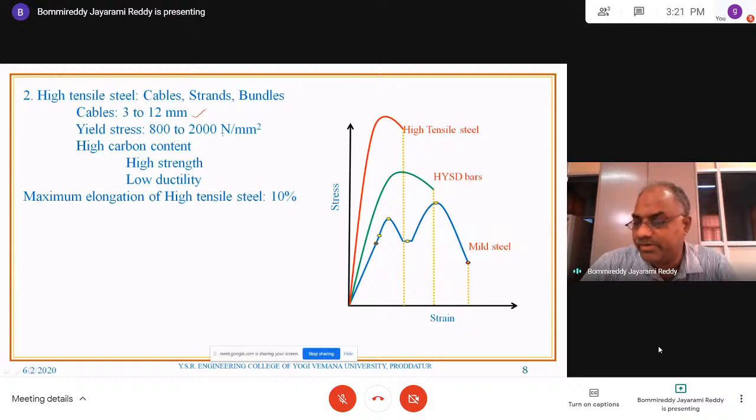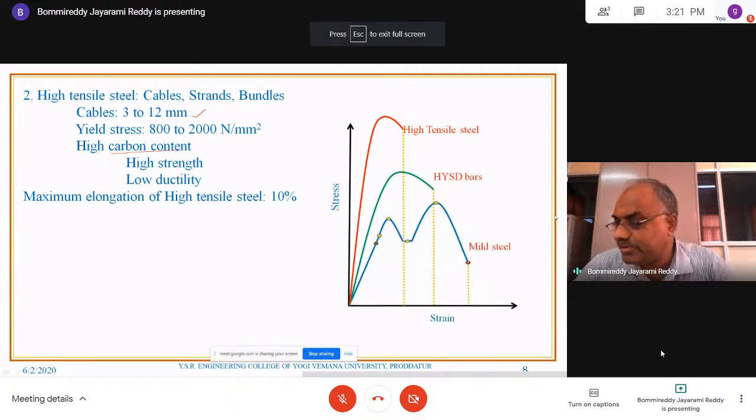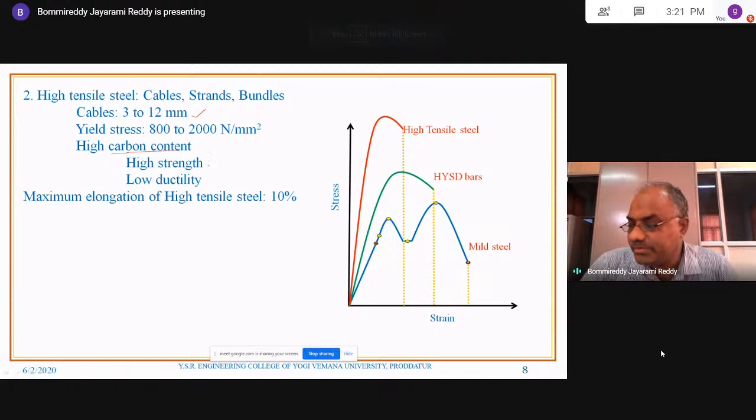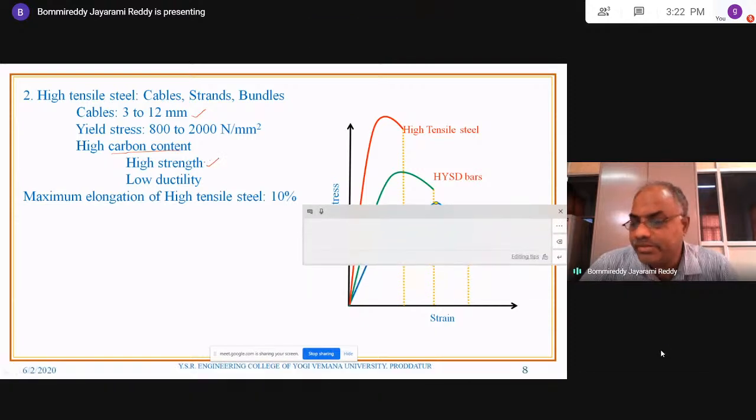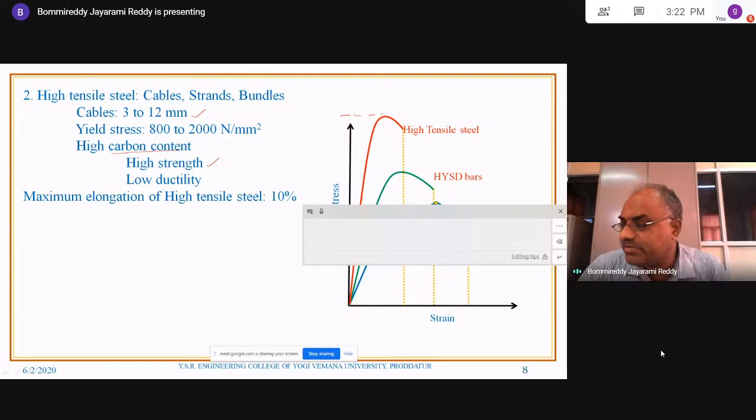So high tensile steel. The high yield stress occurs because of the high carbon content. If the carbon content is more, then the strength of the steel will be more, and at the same time it is less ductile. So you can see the graphs. It shows the maximum value. The stress is maximum.